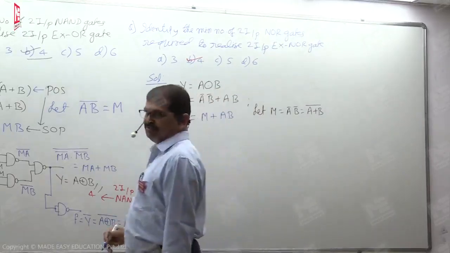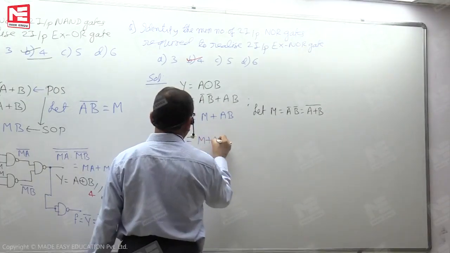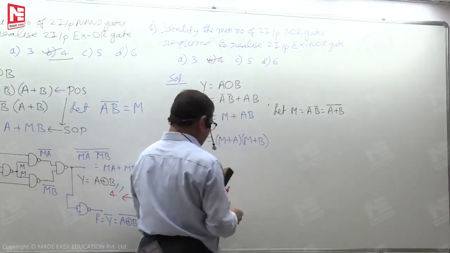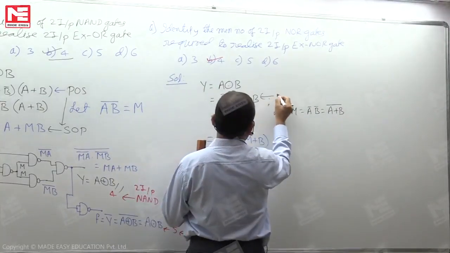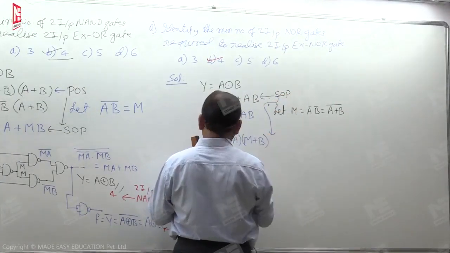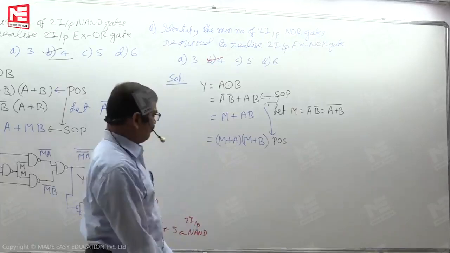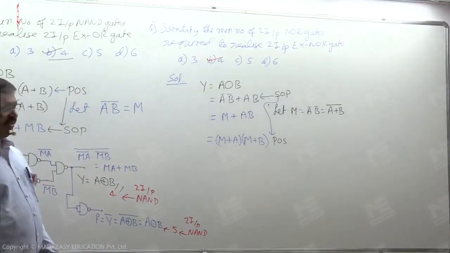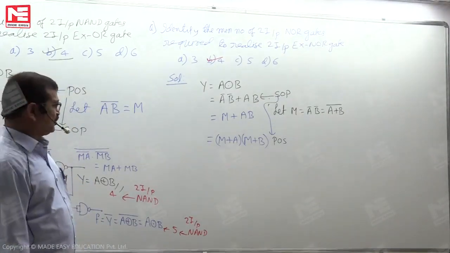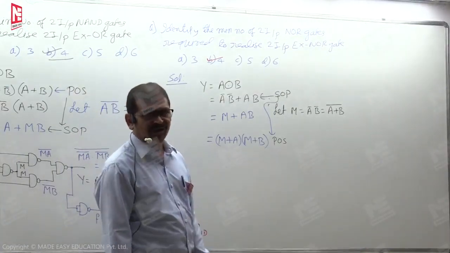By using distributivity, it is possible to read this as (M plus A) and (M plus B). So what we are looking at is that we started our work with the SOP and, with the manipulation using the intermediate term M, we are reading this as a POS. Once it is a POS expression, based on the knowledge from one of the previous questions, we can implement this POS expression by using a two-level NOR circuit.